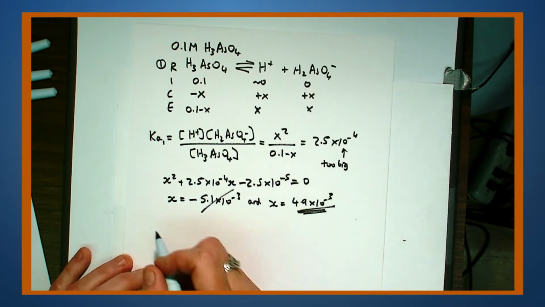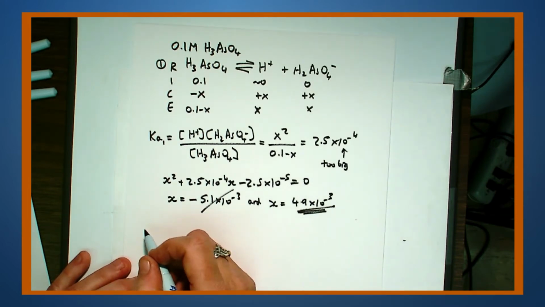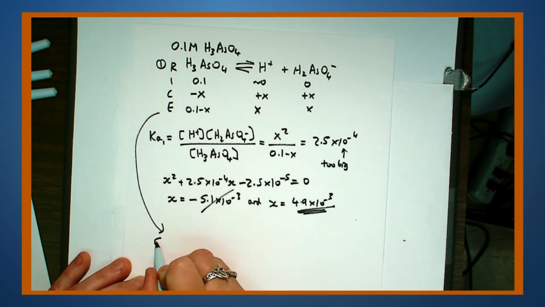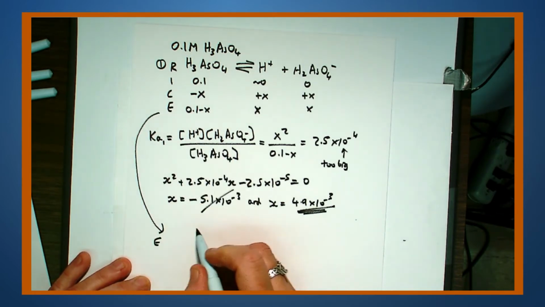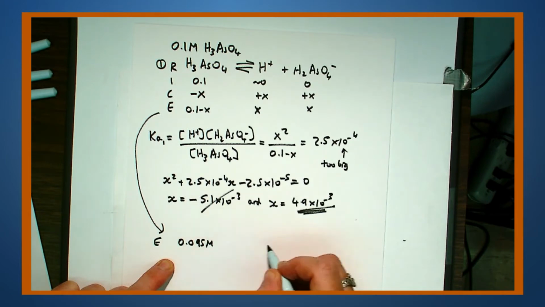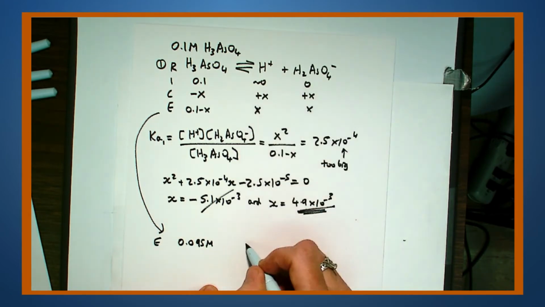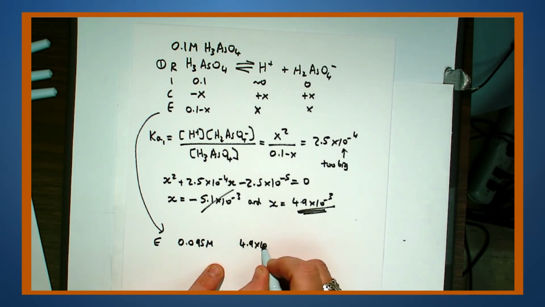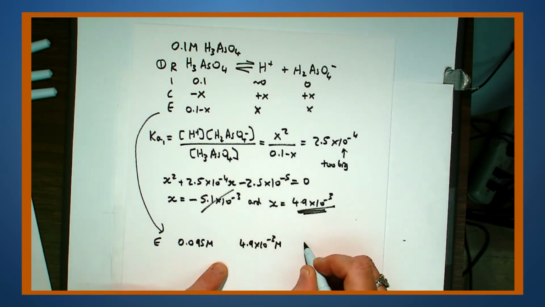So at the end of the first step, when we go back, we'll bring down our E line here. What we've got is that E is 0.1 minus x. So 0.1 minus x is 0.095 molar. Okay, we're bringing these all down. This one here is going to be 4.9 times 10 to the minus 3 molar. And this one also is going to be 4.9 times 10 to the minus 3 molar.